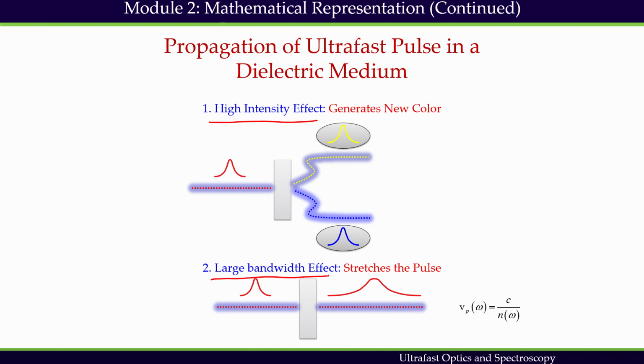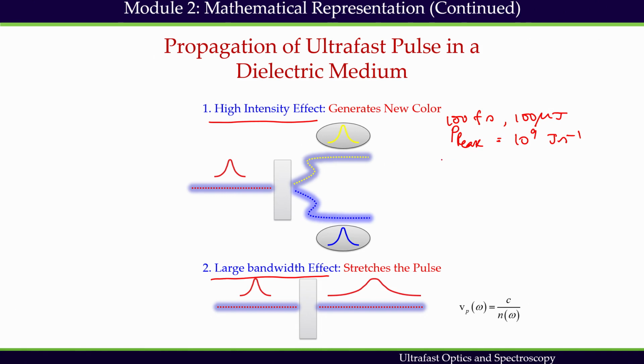large bandwidth effect. When you say high intensity effect, we can consider 100 femtosecond pulse again, and each pulse contains, let us say, 100 microjoule energy. So with this 100 microjoule energy, now we can calculate peak power. The peak power can be written as 10 to the power 9 joule per second. One can calculate it quickly with the help of peak power equation.